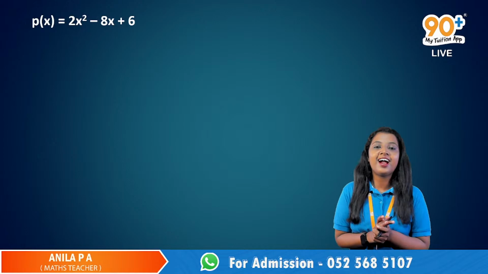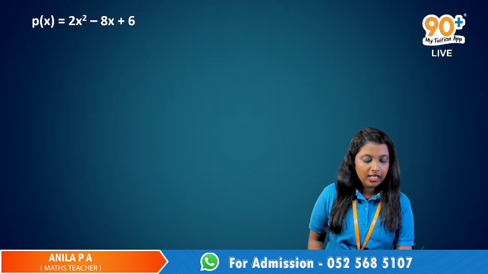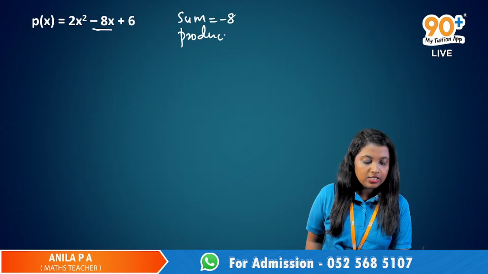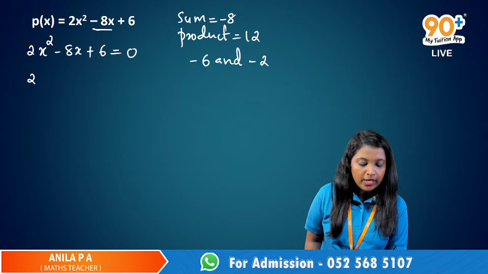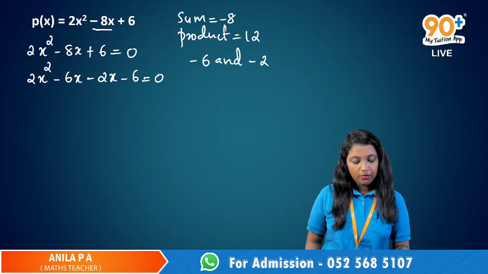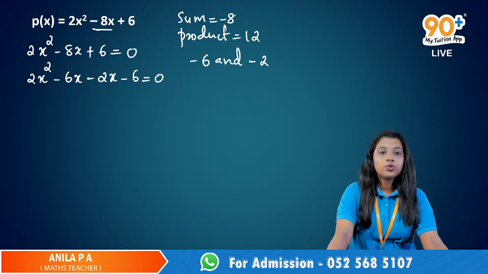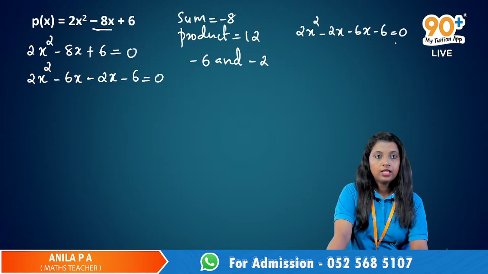Okay, I'm back. Can you explain the steps after 2x square minus 6x minus 2x plus 6? We need to find two numbers such that the sum is -8 and the product is 12. The numbers are -6 and -2. So we split 2x square minus 8x plus 6 equal to 0 as 2x square minus 6x minus 2x plus 6 equal to 0. If you want, you can write it as 2x square minus 2x minus 6x plus 6. This order doesn't matter.